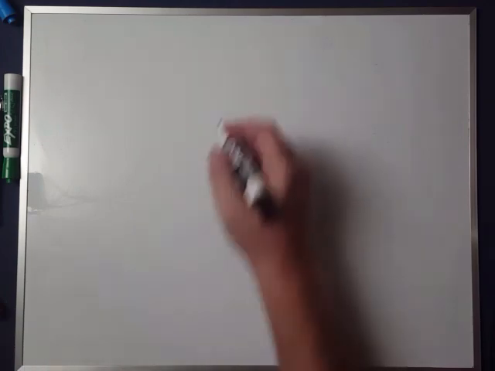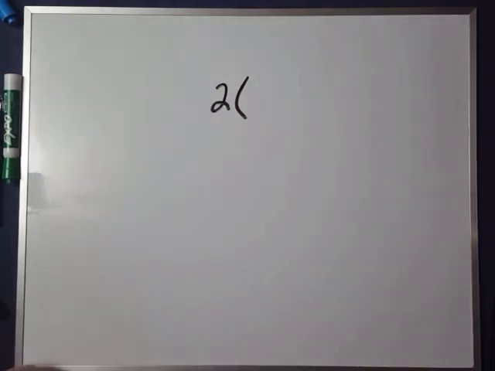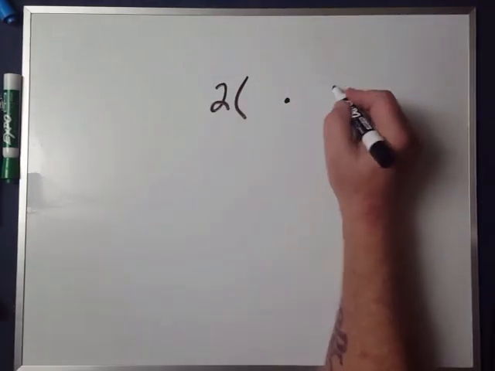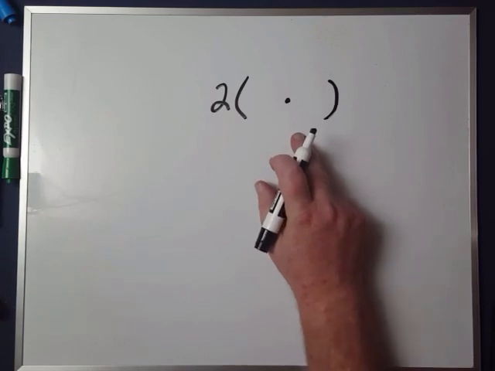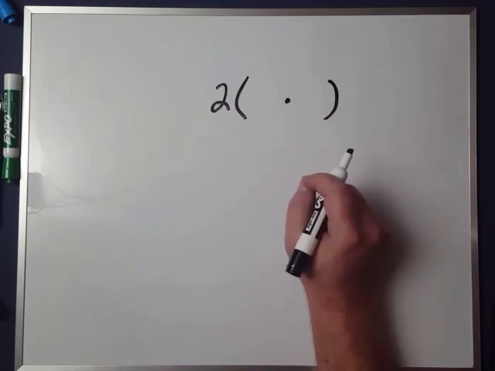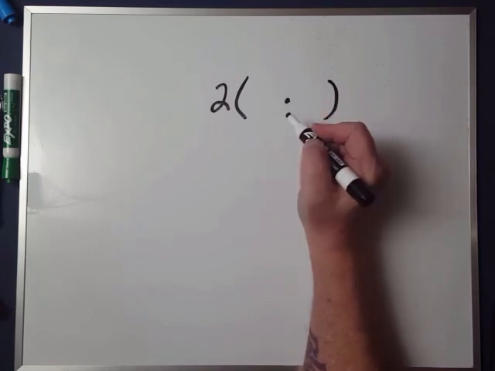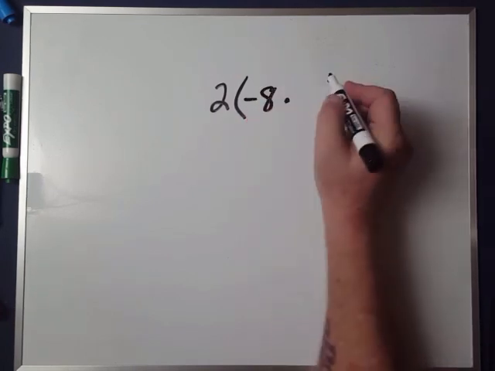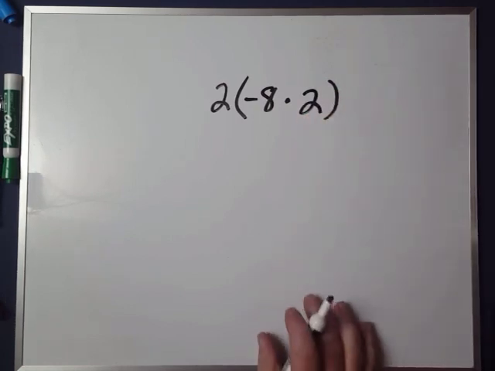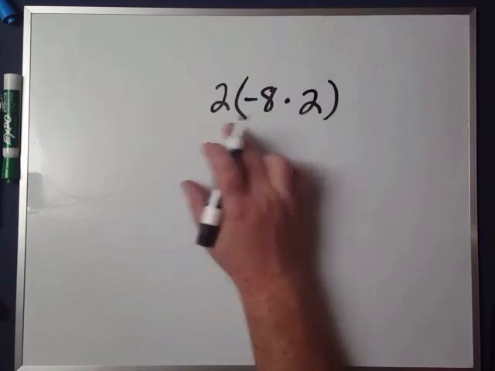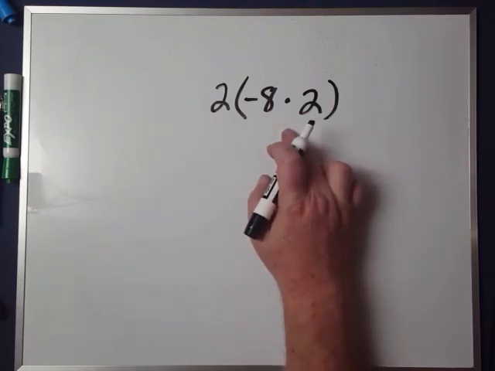Twice. Twice means 2 times something. 2 times what? The product. Twice the product. So what am I multiplying 2 times? 2 times some multiplication, some product. The product of what? Negative 8 and positive 2. That and is your multiplication dot. The product of negative 8 and 2. So far we've written twice, 2 times, twice the product of negative 8 and 2.